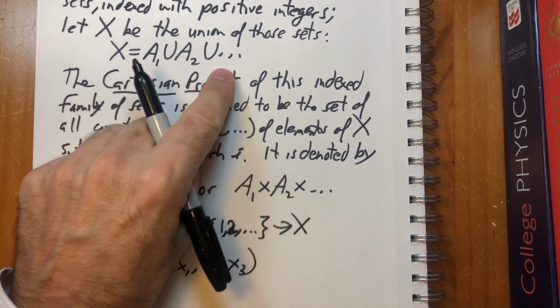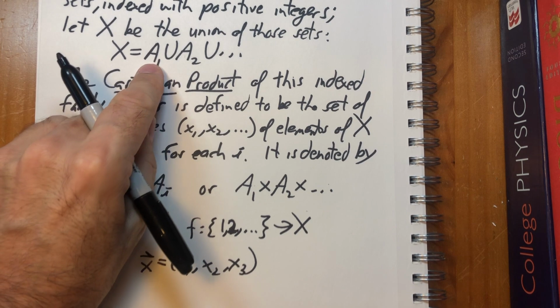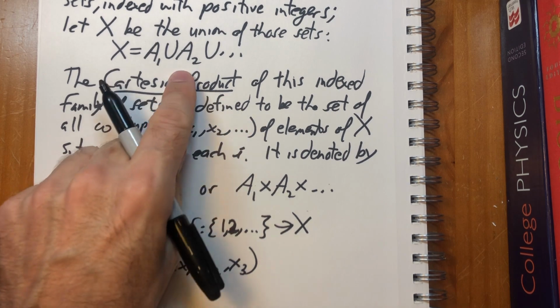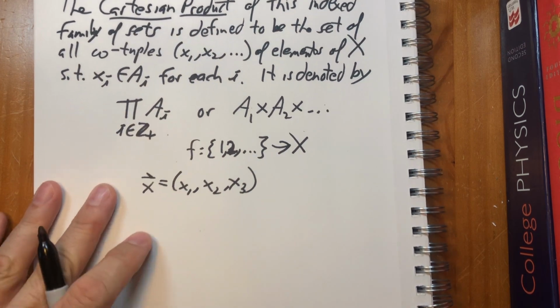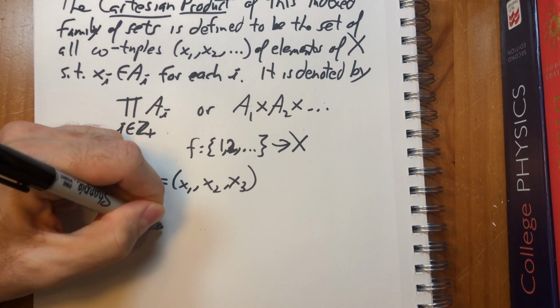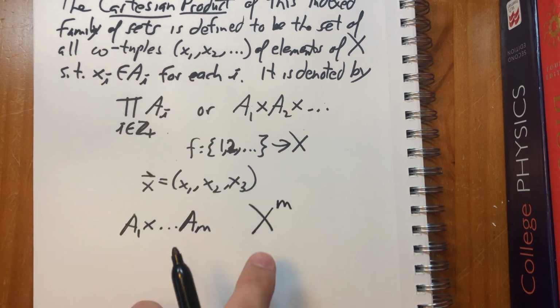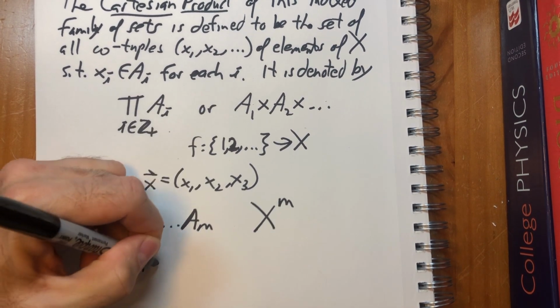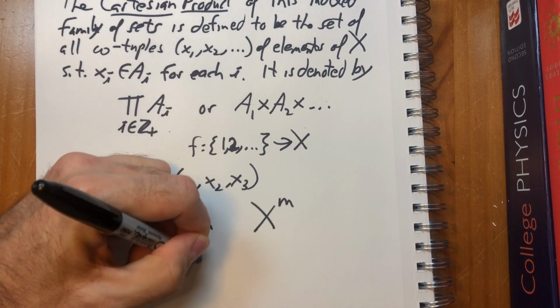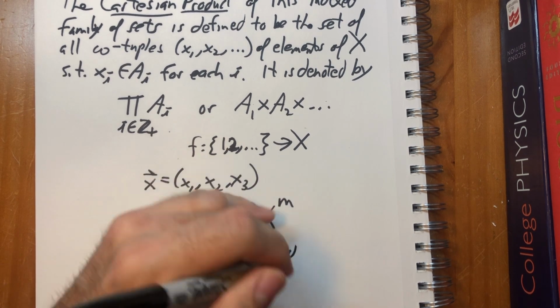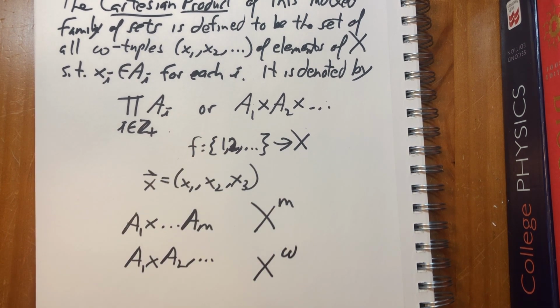So one last thing here. Nothing in these definitions requires these A sets to be different from one another. They may all equal the same set. In that case, the Cartesian product from A1 to AM is just the set of all M tuples of the set X, which we denote by X raised to the M. Similarly, the product A1, A2, ... would just be the set of all omega tuples of elements of X, which we denote by X to the omega. So we use M and N to denote finite dimensional tuples and omega to denote infinite dimensional tuples.